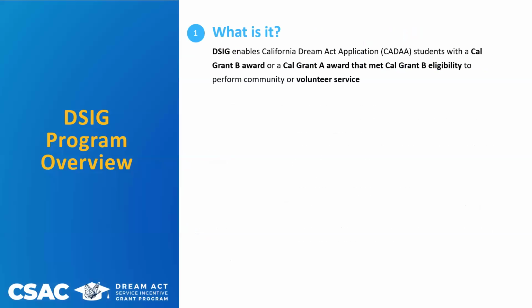All right, moving on to some DSIG program overview. So to start off, what is DSIG? DSIG is short for DREAM Act Service Incentive Grant, which allows California DREAM Act application students, or CADAA students, with a Cal Grant B award or a Cal Grant A award that meet Cal Grant B eligibility to volunteer for up to 300 hours at qualifying organizations and earn financial aid money to apply towards tuition.